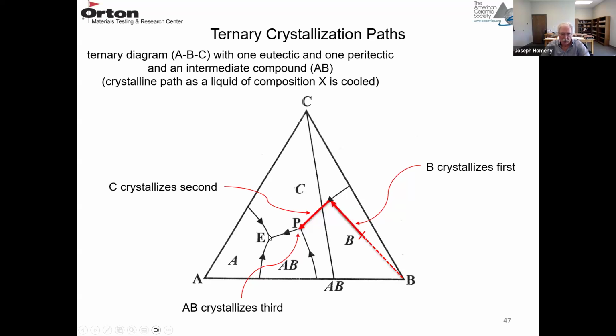It doesn't continue to this eutectic because we're in this phase field of A, B, and C, we have to end up at this point, P.